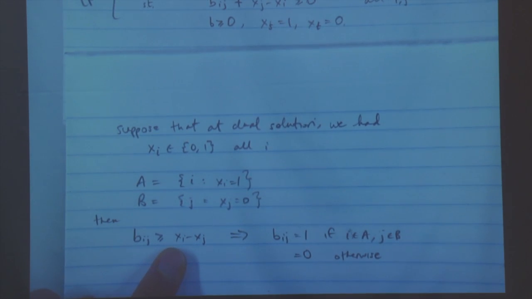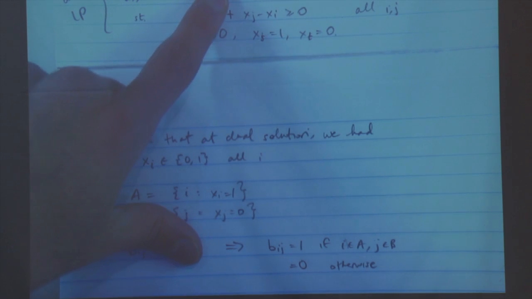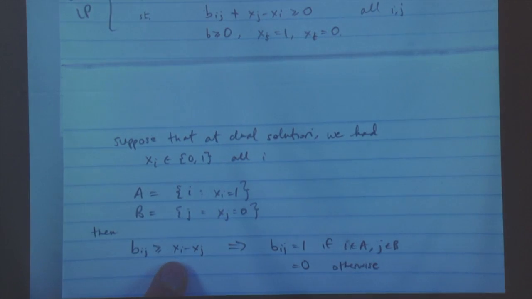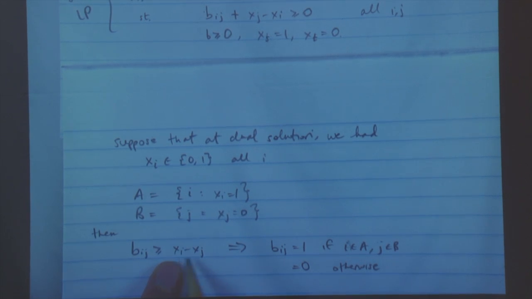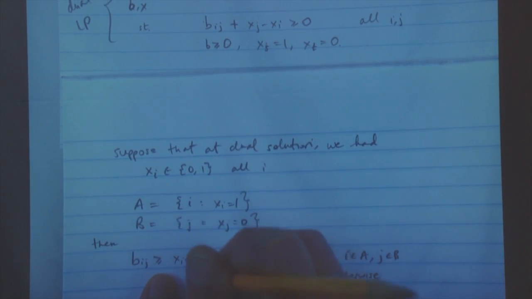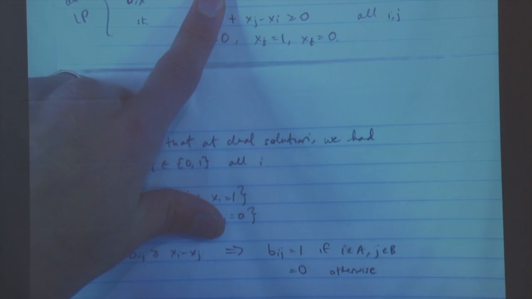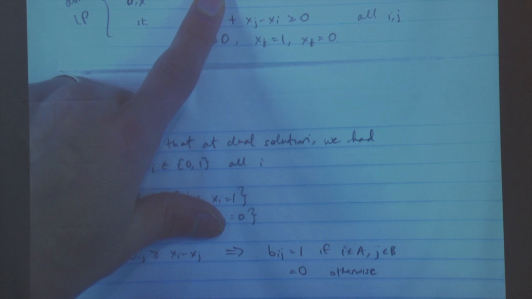Right? Because in the dual problem, we're trying to minimize a sum of costs. If i was in A and j was in B, then x_i was 1 and x_j was 0, so this is 1. So we have b_ij is bigger than or equal to 1. That's our constraint. And we're trying to minimize the sum of costs, so we just take b_ij equal to 1 to make this term as small as possible.